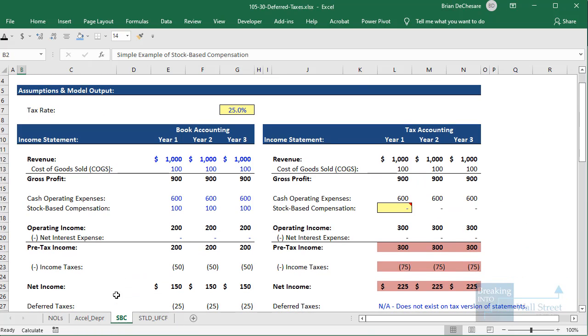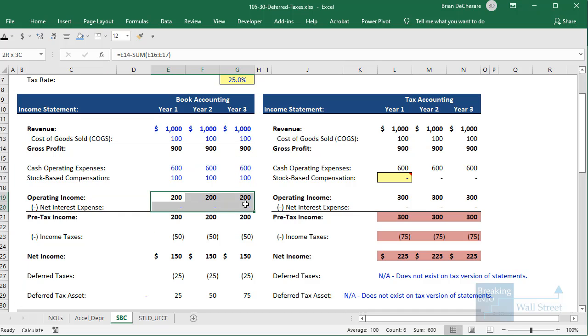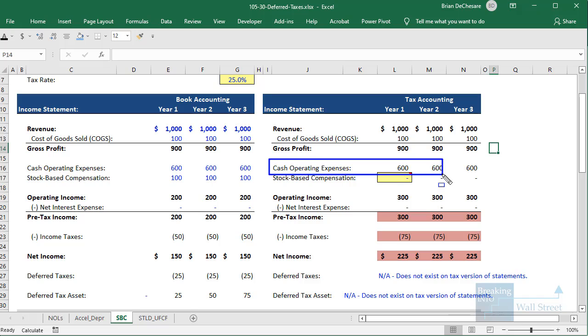So here we have the income statement from a book accounting perspective, where we have the cash operating expenses and then we have the stock-based compensation paid to employees. In this version, everything looks standard. We have the operating income, we have net income, we have income taxes. But then on the tax version, we can deduct things like employee salaries and bonuses and other expenses of running the company that are paid in cash.